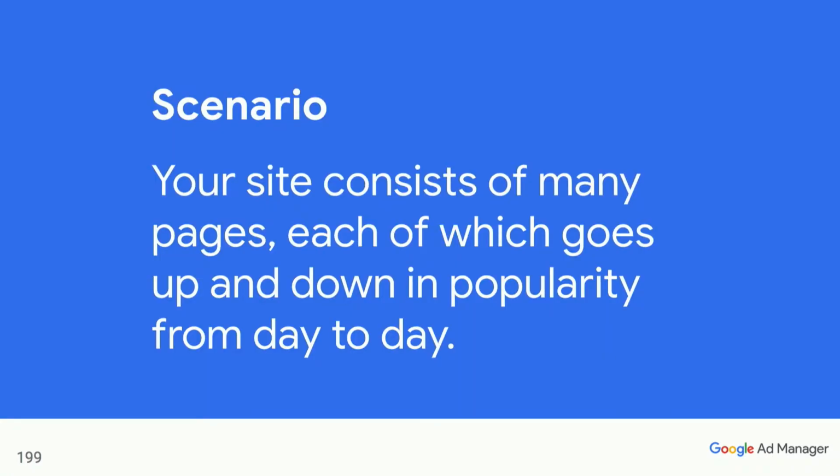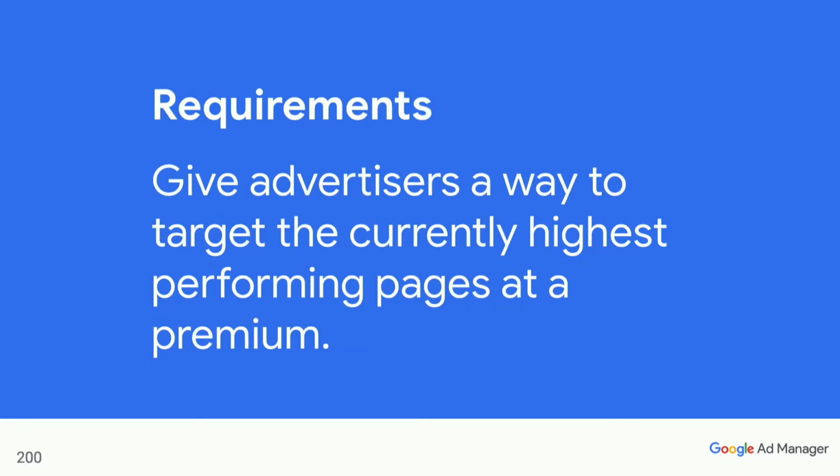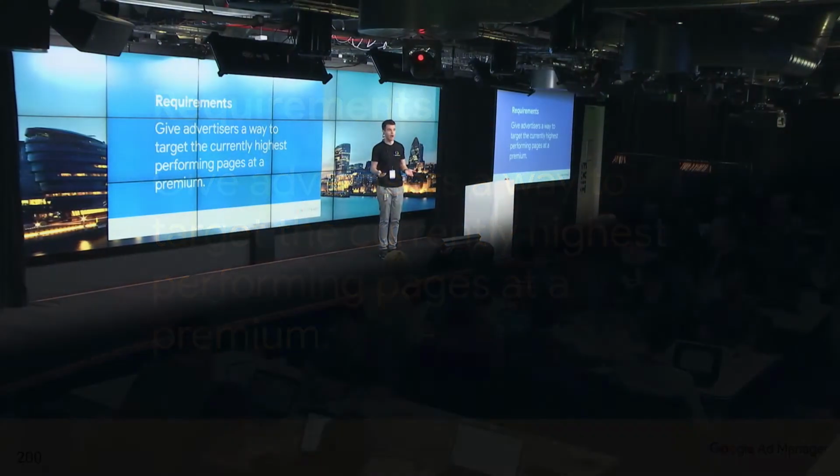So the scenario here is that your site consists of many pages, each of which can go up and down in popularity from day to day. Sounds like a lot of sites. And the requirement here is that you want to give advertisers a way to target the currently highest performing pages at some kind of premium because they are higher performing.